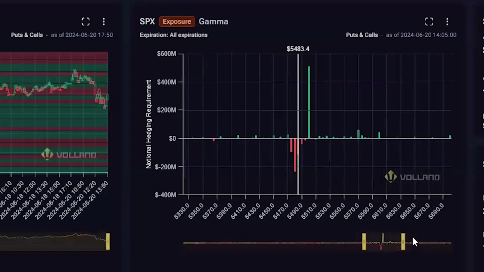This little line here shows you where the large amount of gamma is. So here you can see there's a large strike here, 5,500. This is the gamma exposure at that strike, 500 million.